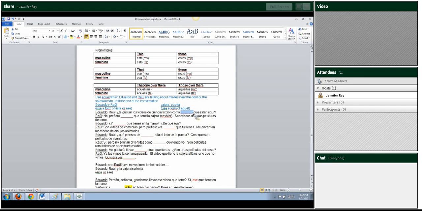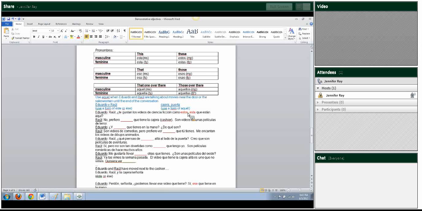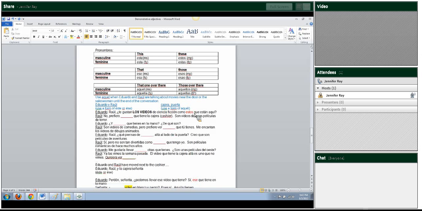Our option for these are, well, if it's these, it's estos and estas. And so what we're replacing, what are these that are right here, are going to be videos. Videos is what we're talking about, what we have mentioned initially, and then what we stopped talking about. Okay, so because it's videos, I'm going to pick estos because videos is masculine and plural, so I need my answer to also be masculine and plural.